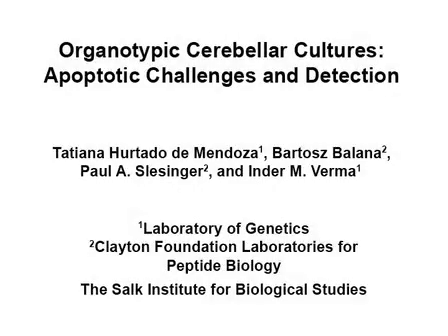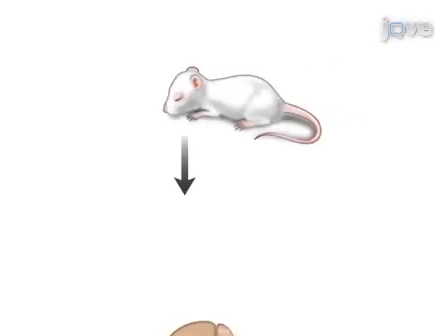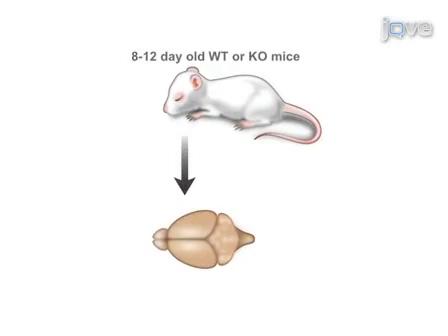The overall goal of the following experiment is to investigate the effect of the apoptotic stimulus Fas ligand in the developing cerebellum of wild-type and mutant mice. This is accomplished by first dissecting the brain of wild-type and knockout mice between postnatal days 8 and 12.